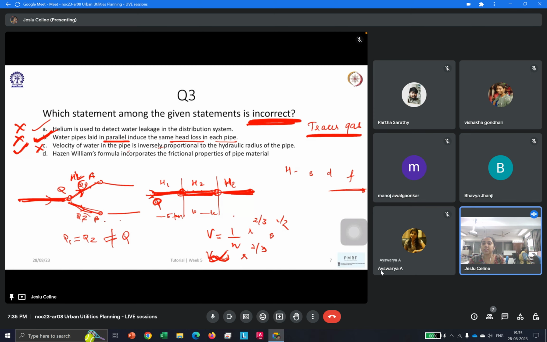Now, option D. Hazen-Williams formula incorporates the frictional properties of pipe material. Is that correct? It's correct. Yes, it incorporates the frictional properties of pipe material. Okay, so let me just write the Hazen-Williams formula. V is equal to 0.85 into CH into R raised to 0.63 into S raised to 0.54. This is the formula where CH is the coefficient of hydraulic capacity and R is our hydraulic radius.